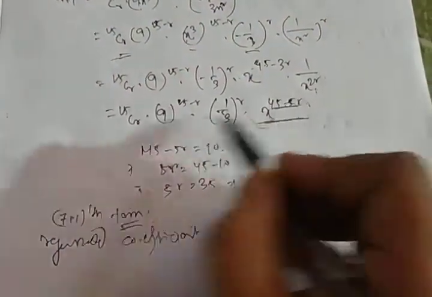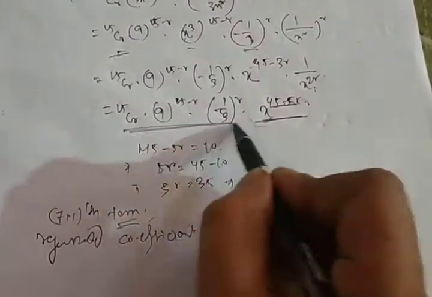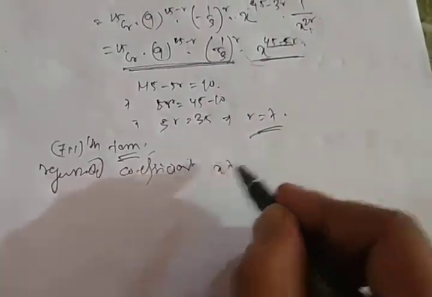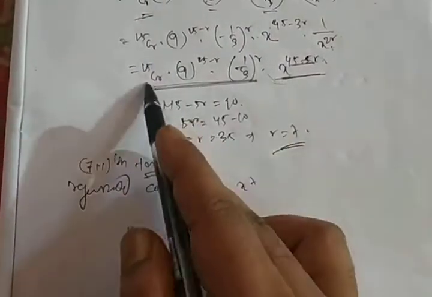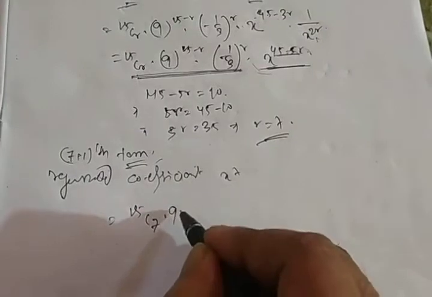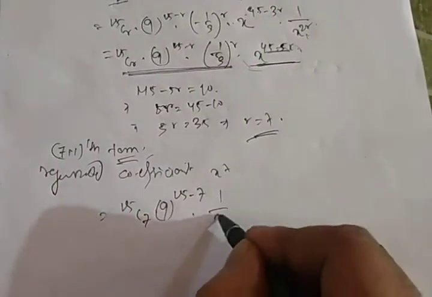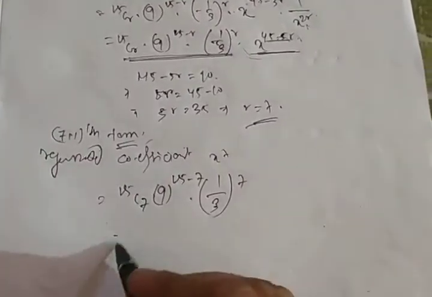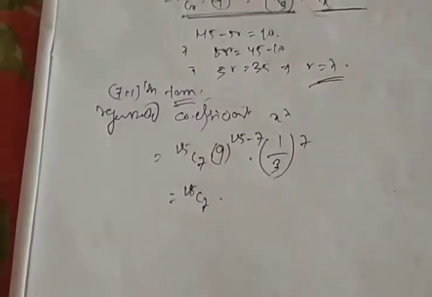And the total coefficient will be this. The required coefficient of x to the power 10 will be, in this part we will put r equals 7. So 15 C 7, 9^(15 minus 7), (1 by 3)^7. Now you have to calculate it. You will calculate this by using the calculator.